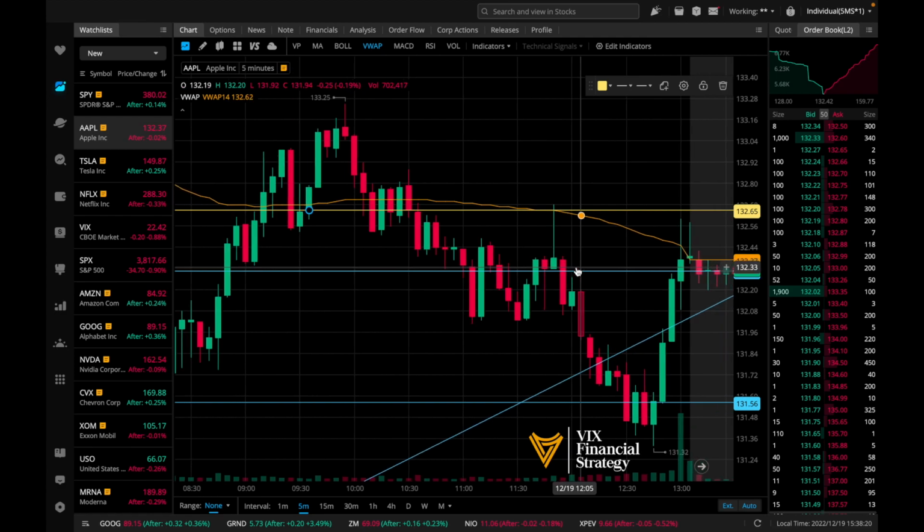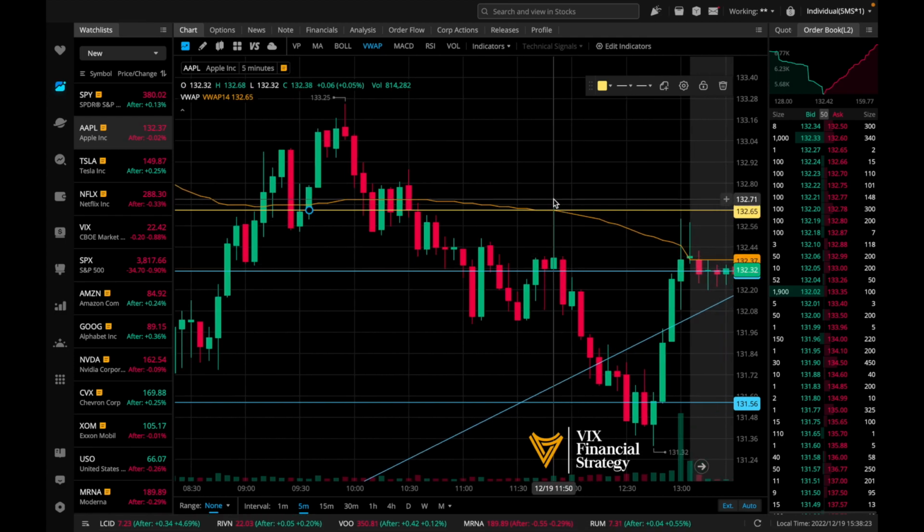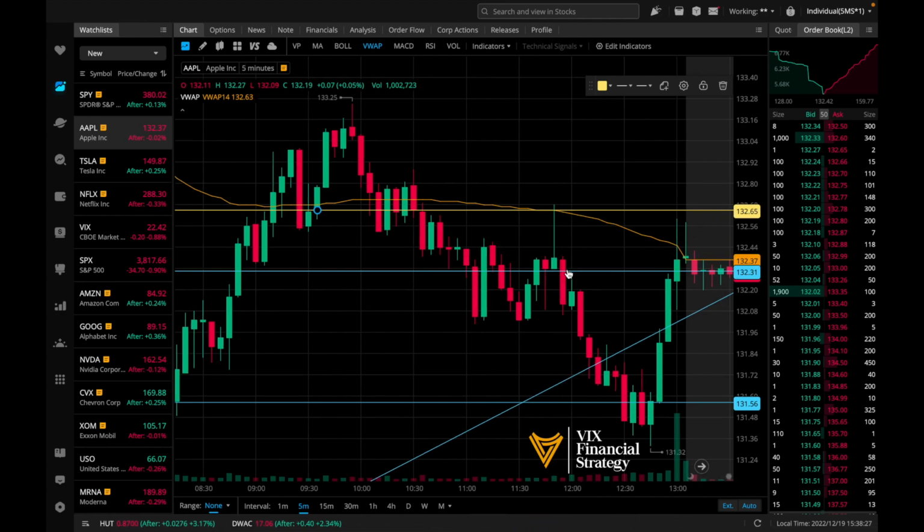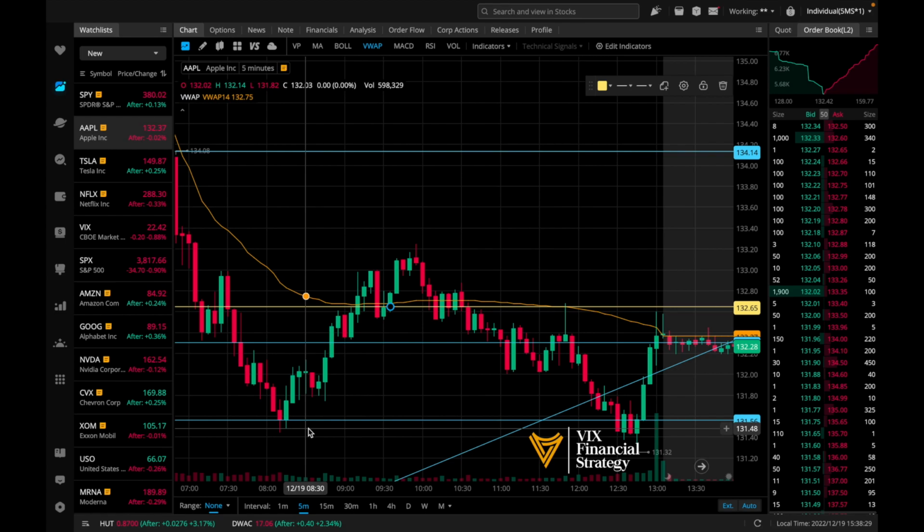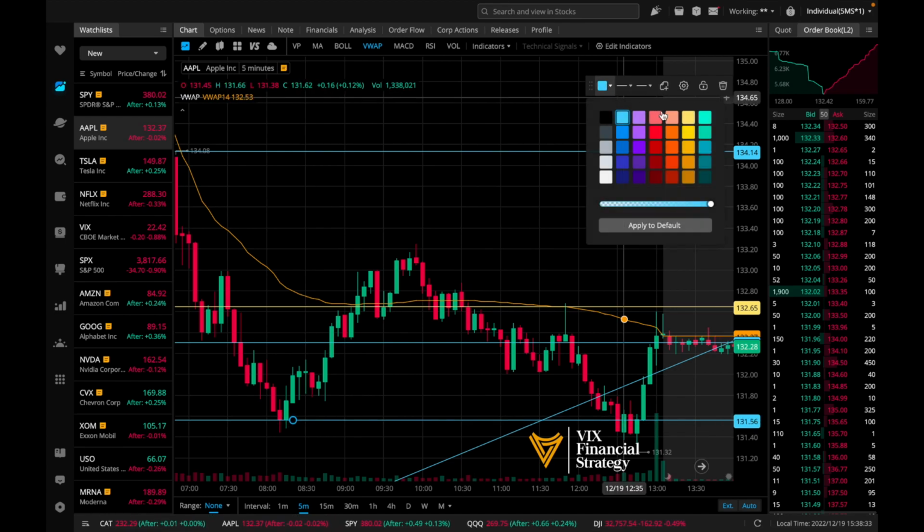That is one way you can use the VP indicator and VWAP at the same time to get a very tried and true entry and look to exit towards low of day. Low of day, of course, is at that other VP line. We'll make it red and we take profit here as well.